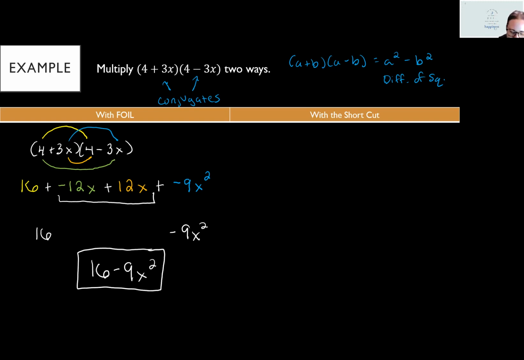So if we were to do the same problem using our shortcut here, we have 4 plus 3x times 4 minus 3x. We want to identify what our A's are and then what our B's are as part of the formula. The A is like the first thing in the formula and then the B is the last thing. So A is equal to 4 and then B is equal to 3x.